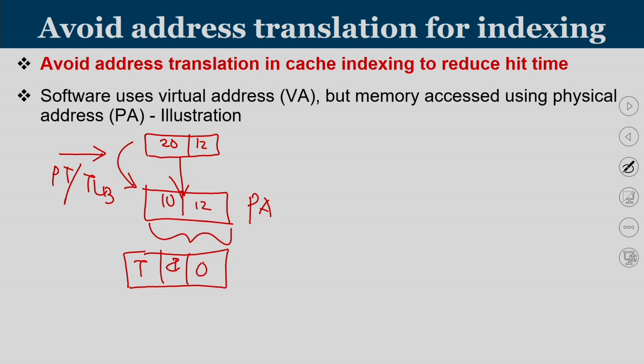This optimization principle is saying that if your index and offset values are within these 12 bits, then the index bits are not dependent on whether it is a virtual address or a physical address. That means you will be indexing using the virtual address portion, and only once you get these 10 bits can your tag bits be identified. So these are basically known as virtually indexed and physically tagged caches.